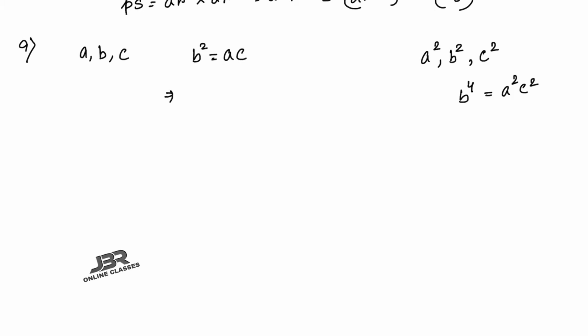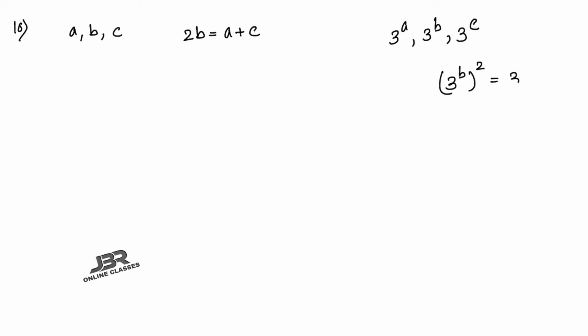So do one thing, just square both sides. So b to the power 4 equals a square c square. Okay, so it's proved. Now you can write down that a square, b square and c square are in GP.